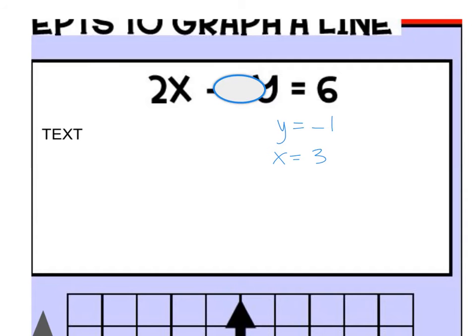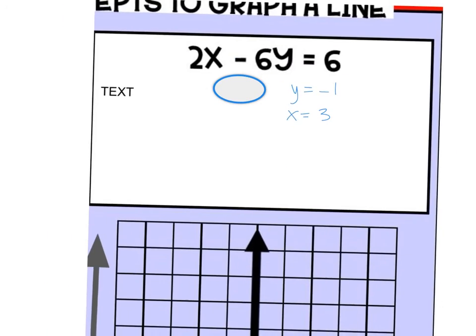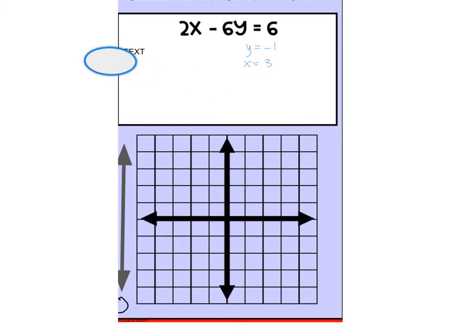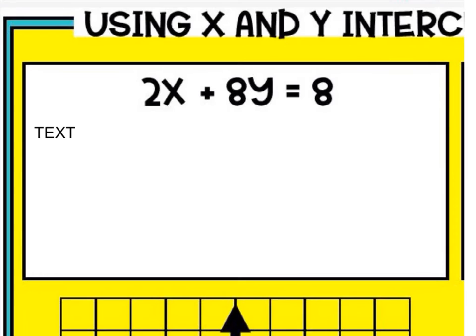Alright, let me zoom out so we can graph this. Using our intercepts, our x-intercept is positive 3. Our y-intercept is negative 1. Draw a line through there. We've got a positive line that has an x-intercept of 3 and a y-intercept of negative 1. 2 more to go.